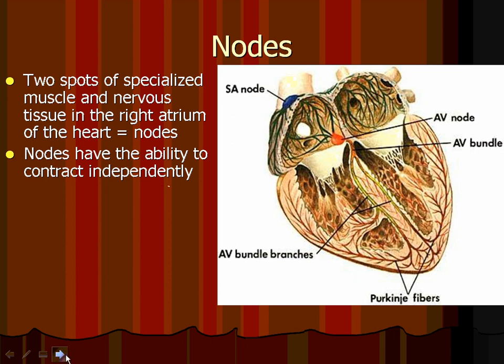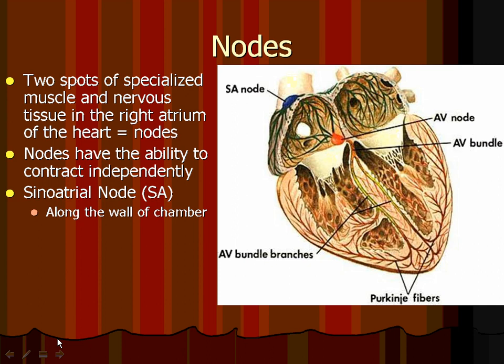Okay? The first one is called the sinoatrial node, or the SA node. This is the most important one in terms of function. As you can see, it's connected through this nervous tissue to the AV node. The AV node stands for, well, atrioventricular. We'll get there in a second. So the SA node, you can see that it's along the chamber of the heart, of the right atrium. We call this the pacemaker.